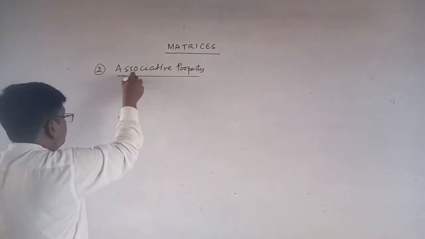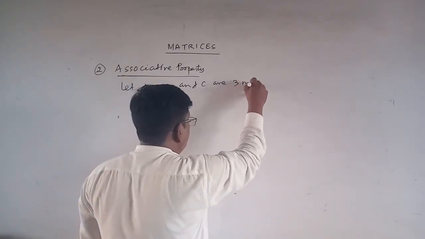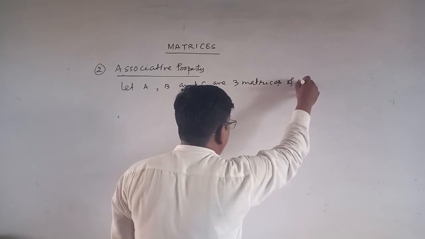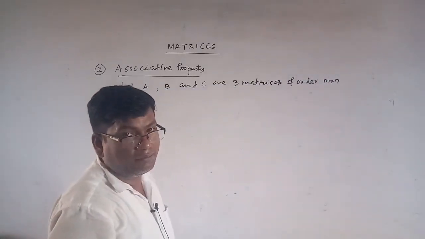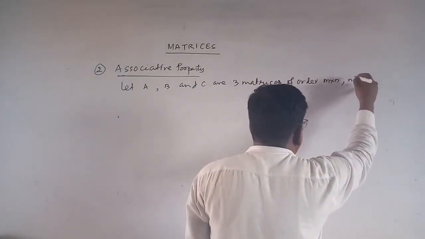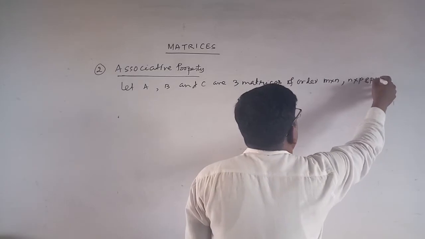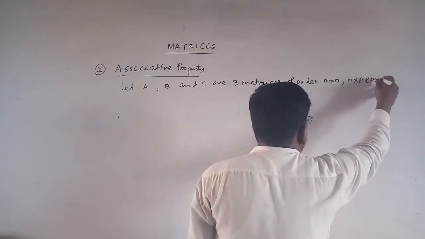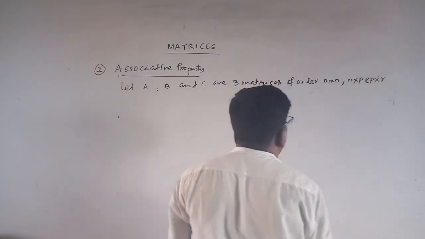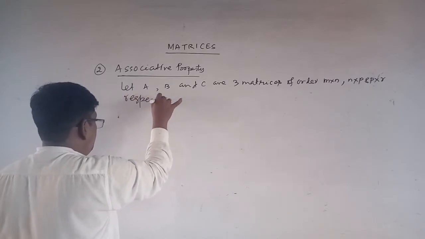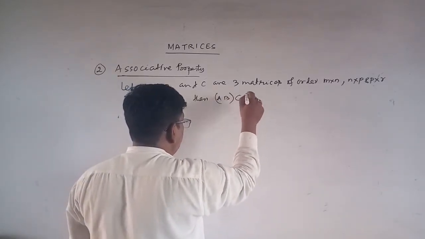Associative property. Let A, B and C be three matrices of order m into n, n into p and p into s respectively. Then AB into C is equal to A into BC.